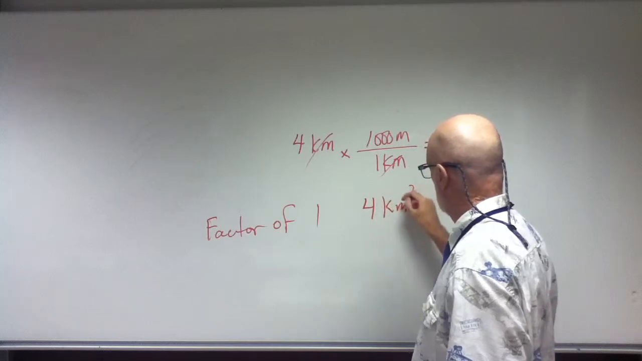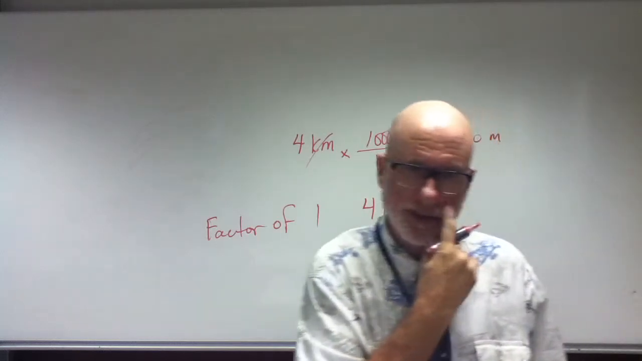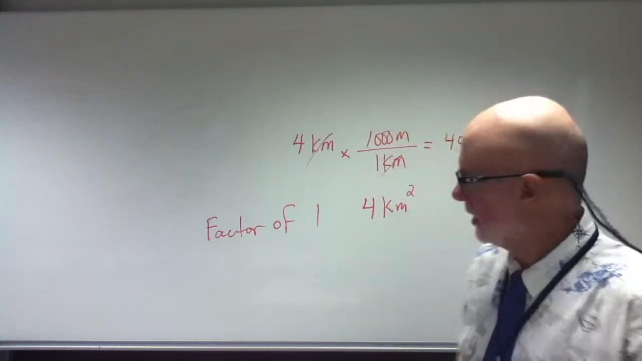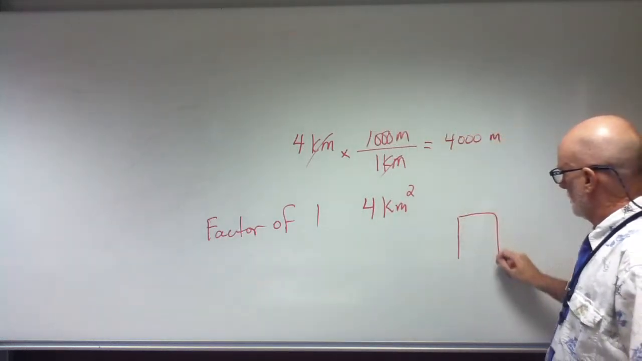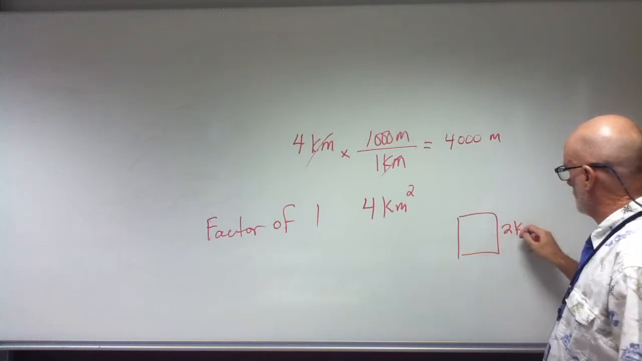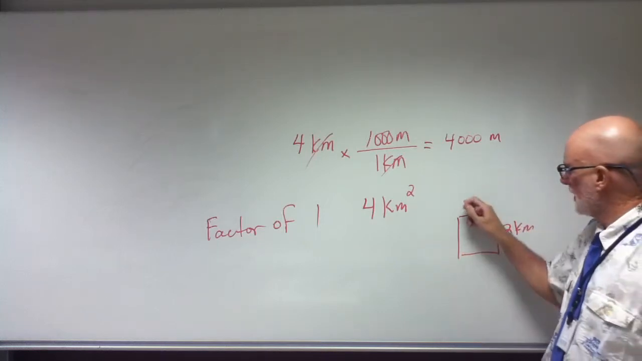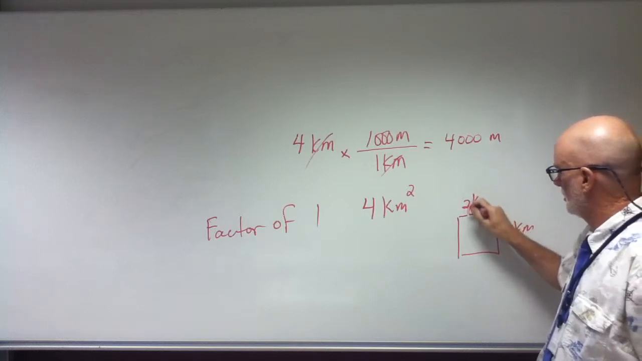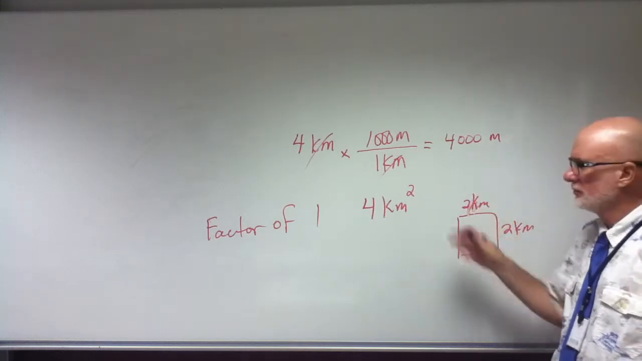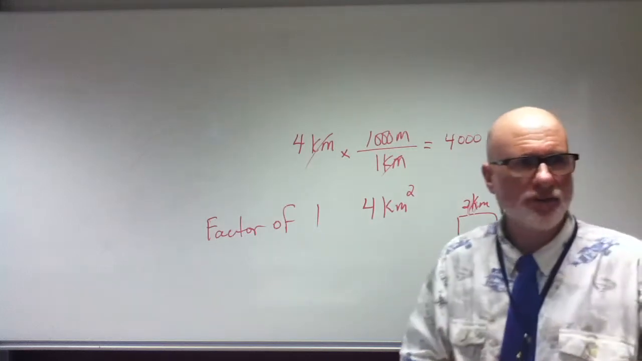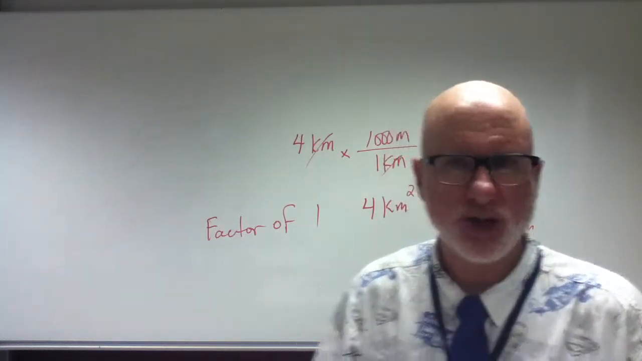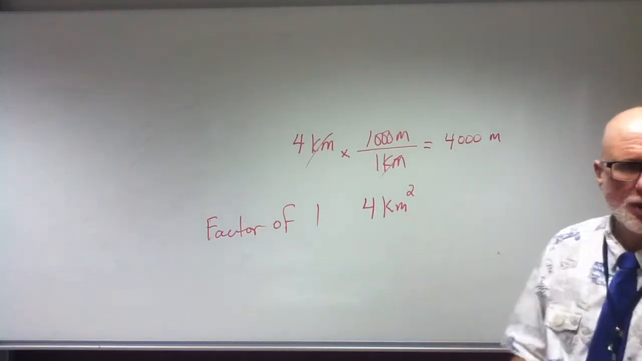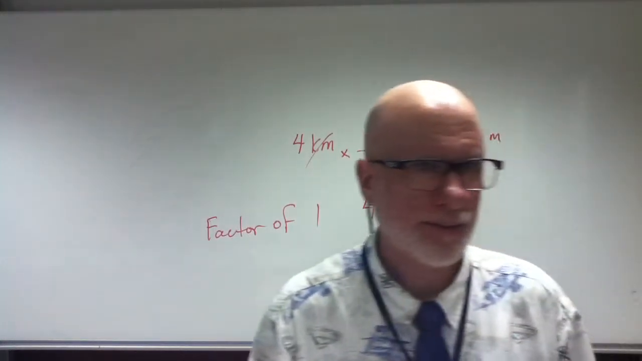All right, what about 4 squared kilometers? In other words, it might have been like this, a field 2 kilometers by 2 kilometers. 2 by 2, 4 kilometers squared, right? How do I convert that to square meters?